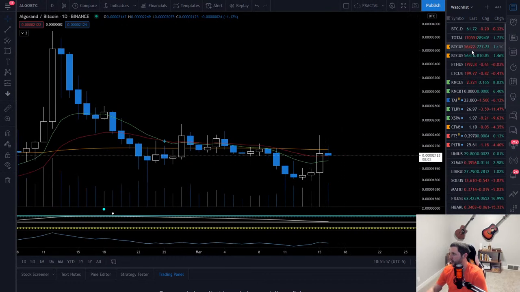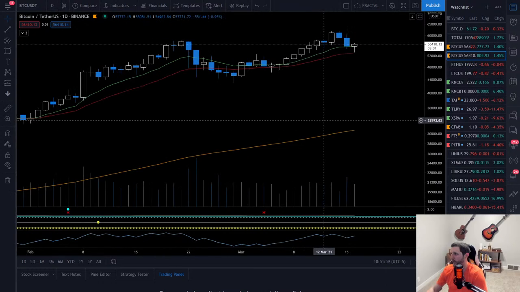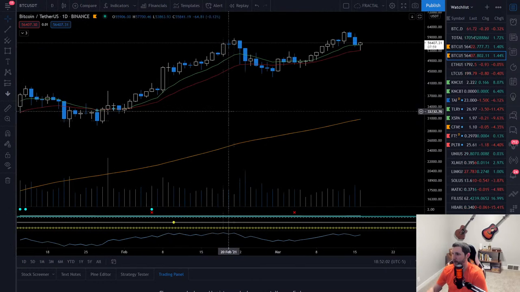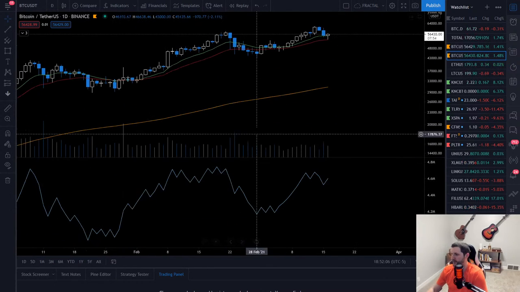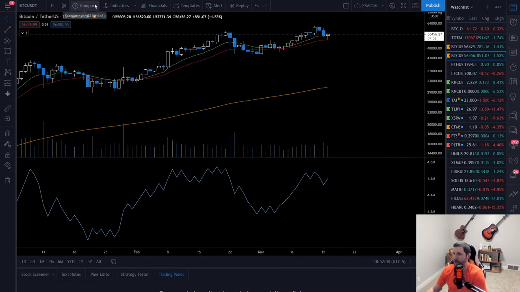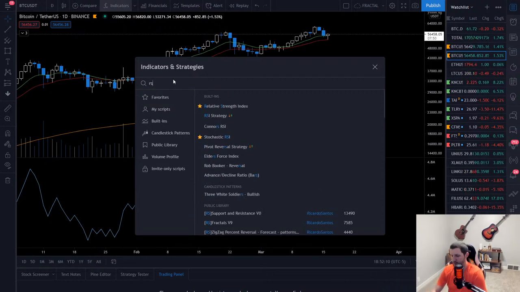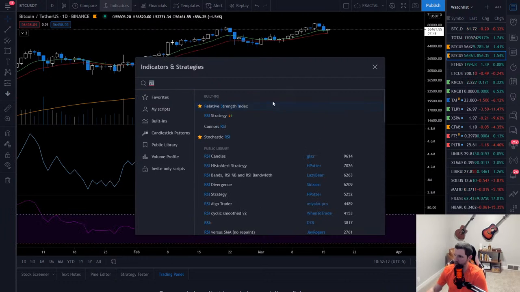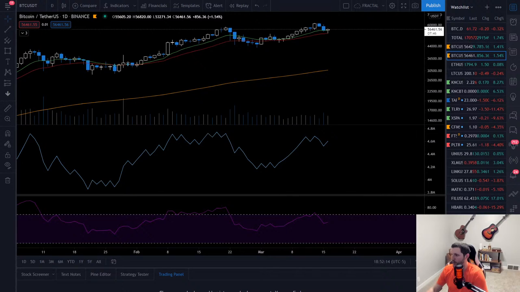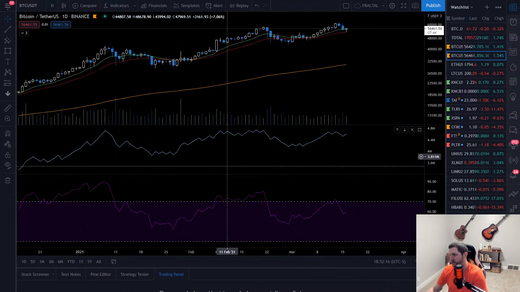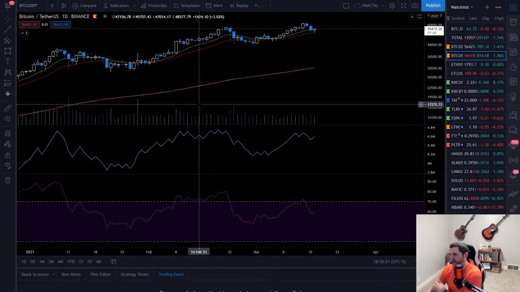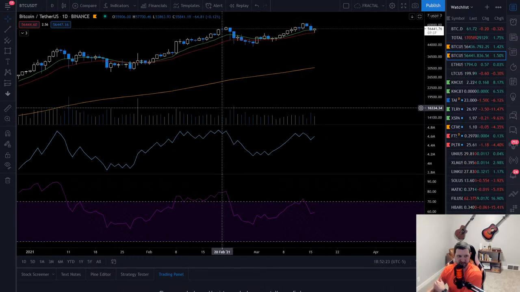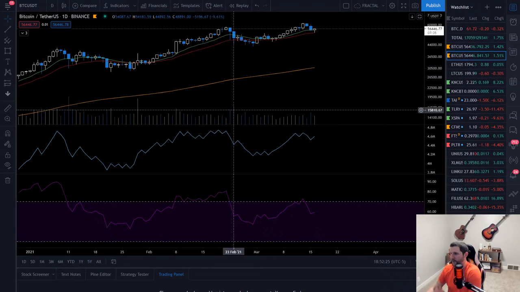So you guys, let's talk about divergences. Basically, I like to use OBV, but let's go ahead and add RSI because you'll know Scott Melker, if you guys follow him, he loves RSI divergences. And I like to use OBV divergences, but they basically work the same. And there's also volume divergences, so we're going to talk about these as well.